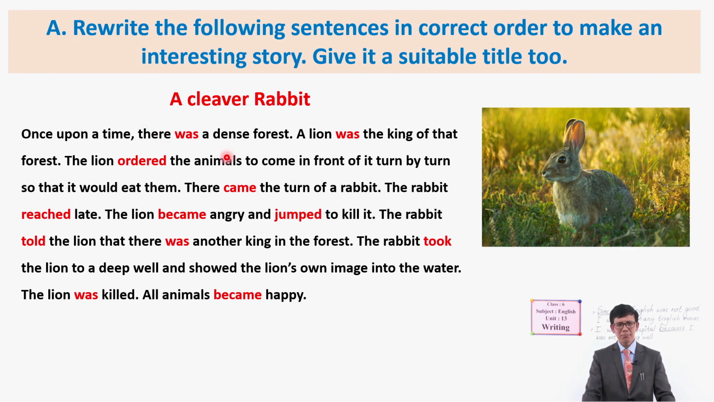Okay, so look at here. One possible title can be "A Clever Rabbit." Don't you think? Wasn't that rabbit clever? Of course. That rabbit was really clever. So you can simply think of some possible topic for this story. This is how we have rearranged the sentences in the correct order and made a meaningful story for exercise A.